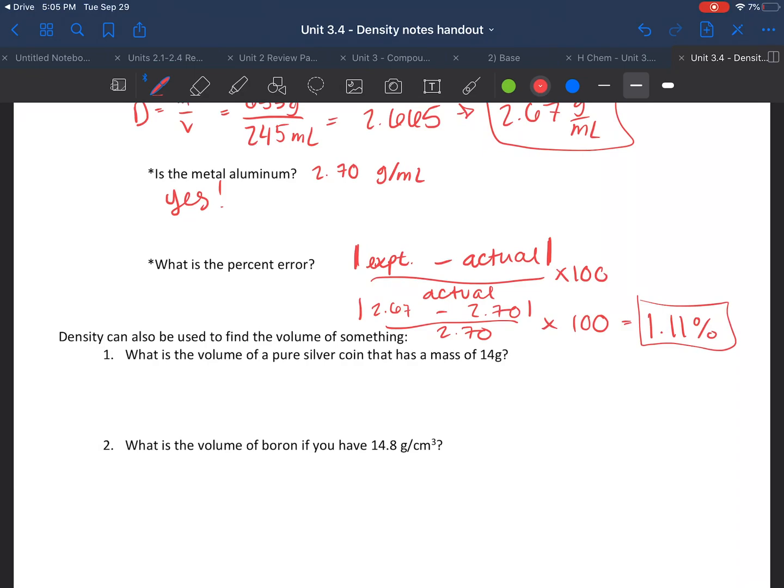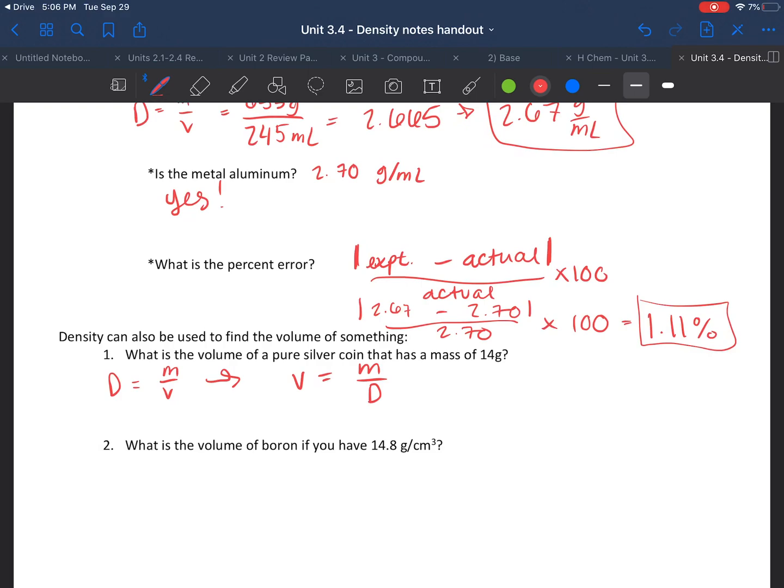So how could we find the volume using density? So if we think of that equation again, density is equal to mass over volume. We could solve for the variable V. We could solve for volume. In that case, if we rearrange the equation, we would have volume is equal to mass over density.